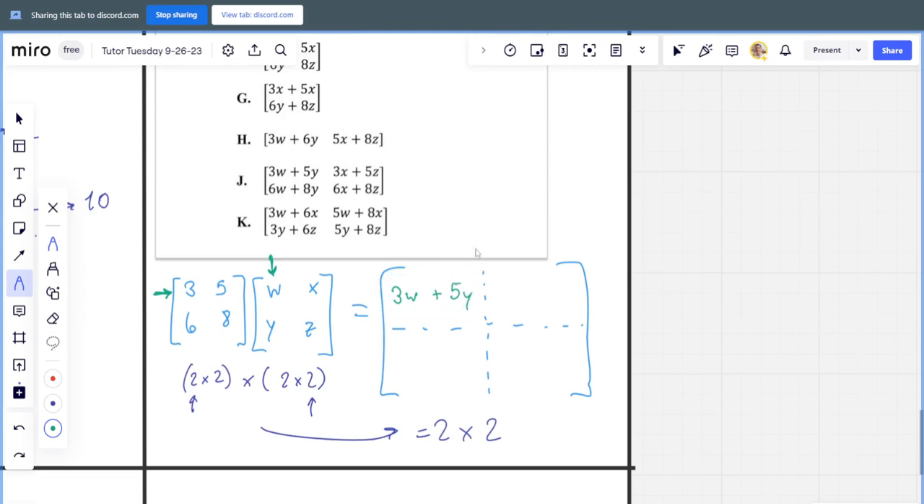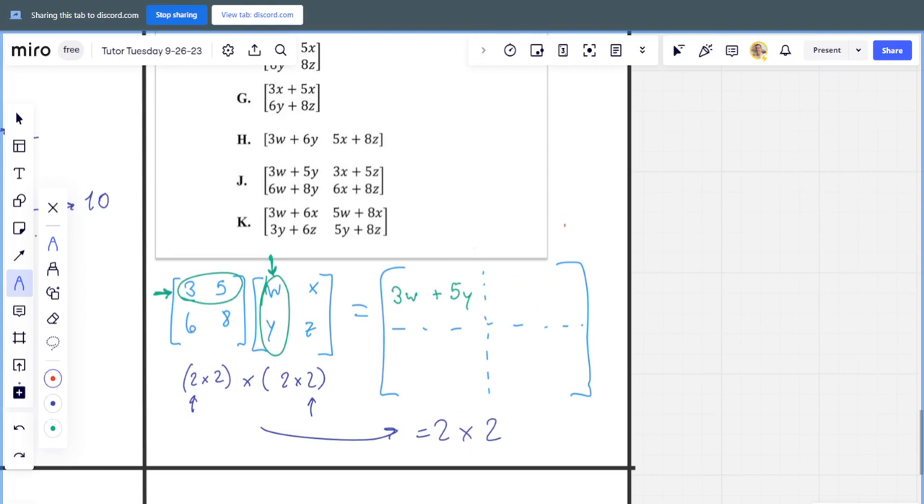This element is actually a combination of, you could see, because this element is in the first row and the first column of this new matrix, I'm going to focus on taking the first row from here and the first column from here, and making sure I pick up all those values along the way.